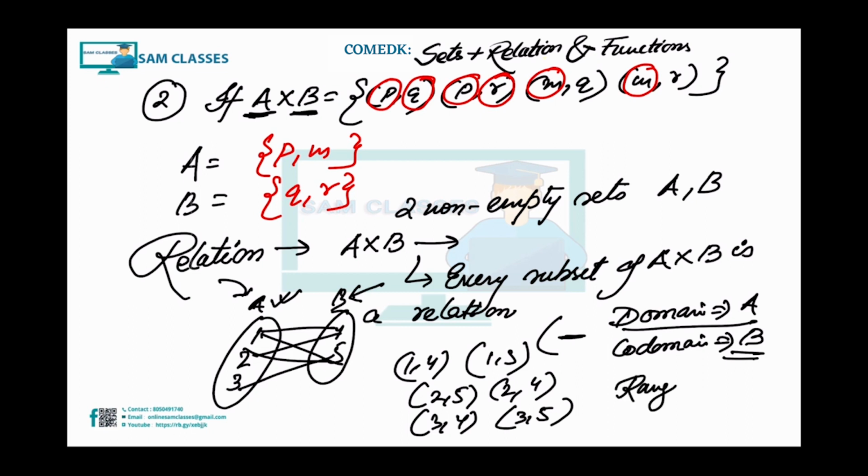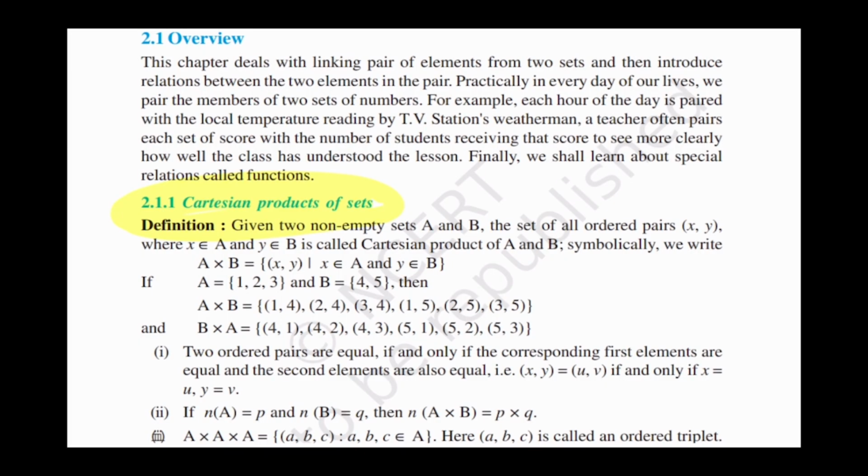Now we know range is always less than or equal to codomain. So don't worry about this. We'll understand what this means with an example. Okay. Now let's see an overview of what we have learned till now.